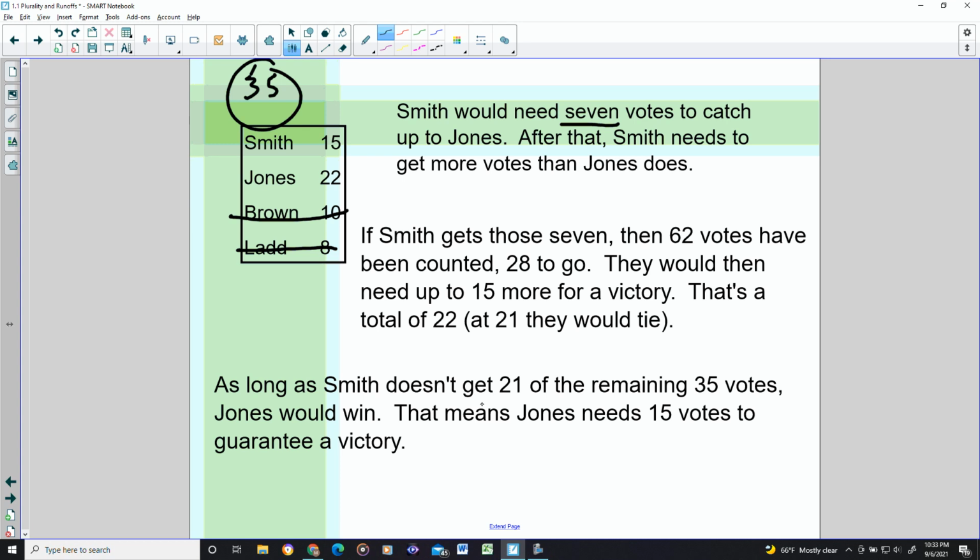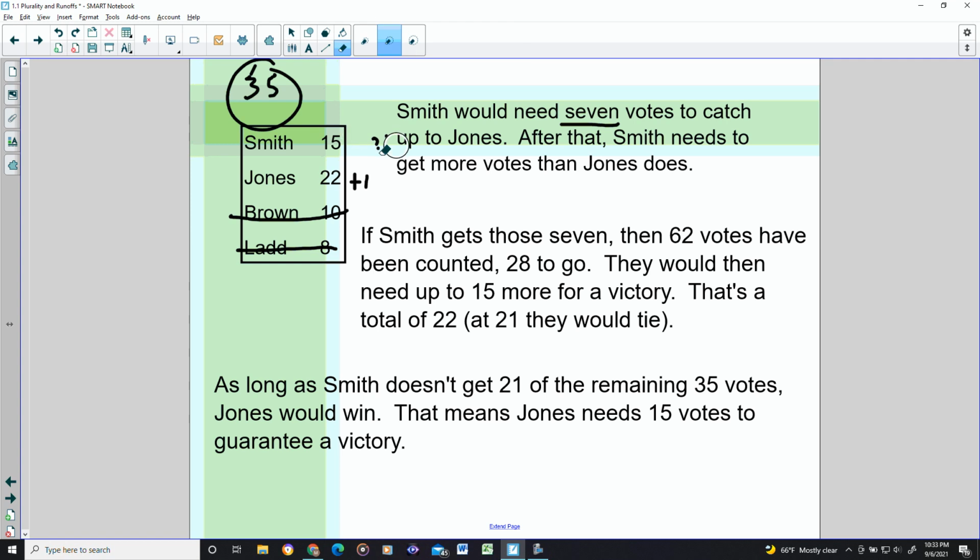So remember what happens if Smith gets 21, and then the remaining group, so that would be 14. Okay, 14 votes, the remaining 14 votes would go to Jones. And in that particular case, we would have a 36-36 tie, right? So as long as Smith doesn't have that, then we're good. That means Jones needs 15 votes to guarantee a victory. As long as Jones gets 15 votes.